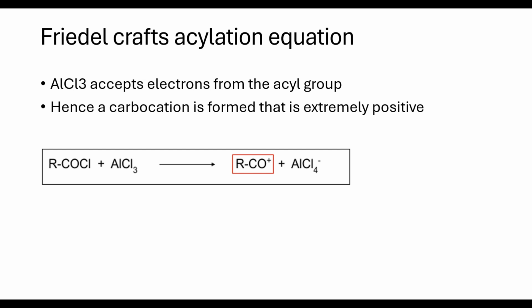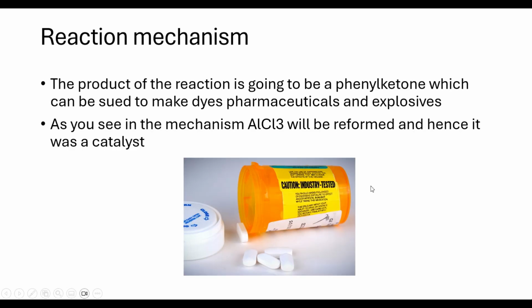Also on top of that, this equation here is very important to memorize, because they love asking you to state the equation for Friedel-Crafts acylation. Make sure you memorize it, because they'll ask you in the test and it's easy marks. Now the reaction mechanism. The product of the reaction is going to be a phenylketone, which is useful because you can use it to make dyes, pharmaceuticals, and explosives. You can use it to actually make things.